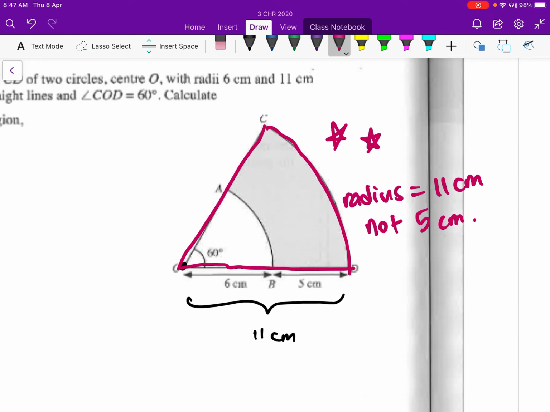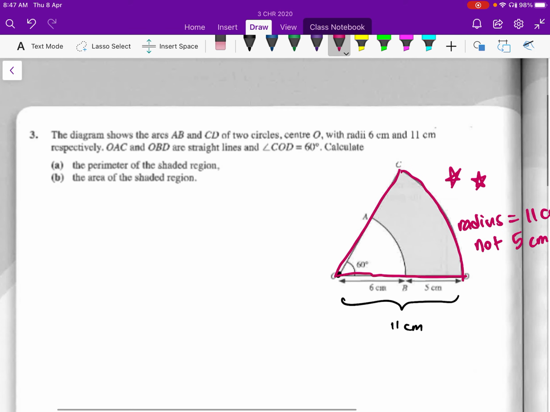And the 11 cm over here, from here to here, this is another big radius, for the big sector. But the 5 cm here is not a radius, because if you fix one point, you put 5 cm, you draw a radius, that isn't part of the diagram. You see that? 5 cm is not a radius. Okay, let's continue. We've got 60 degrees here.